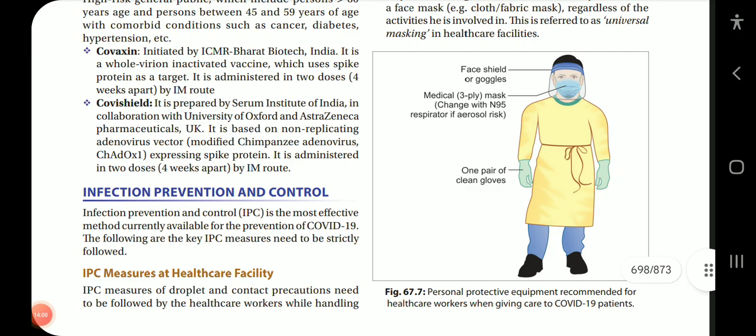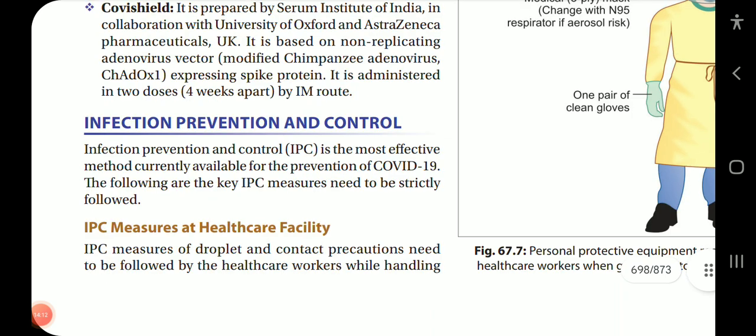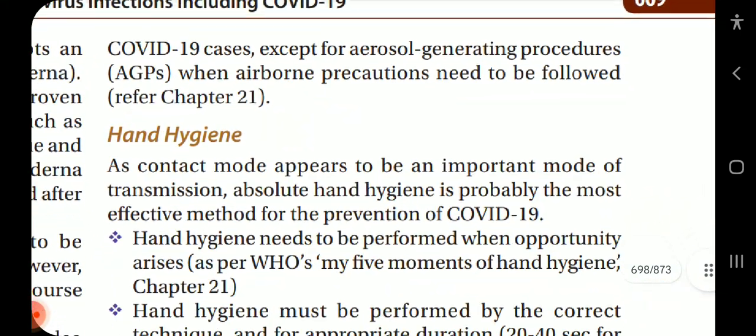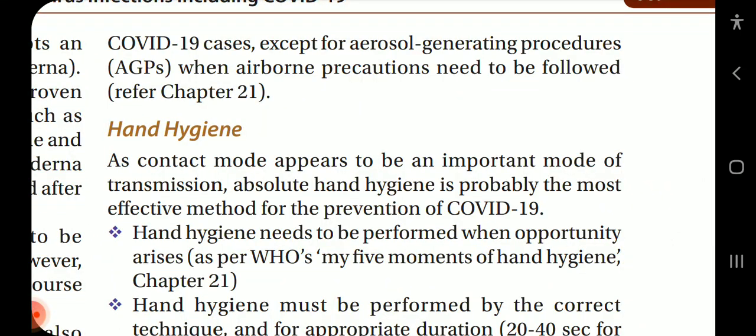Okay, so this was about the vaccines. Now coming on to infection prevention and control. Infection prevention and control is the most effective method currently available for the prevention of COVID-19. Following are the key IPC measures that need to be strictly followed. IPC measures of droplet and contact precaution need to be followed by healthcare workers while handling COVID-19 cases, except for aerosol generating procedures where airborne precaution needs to be followed.